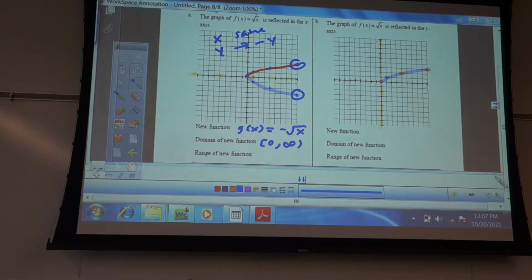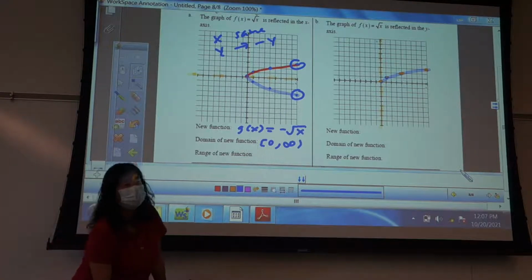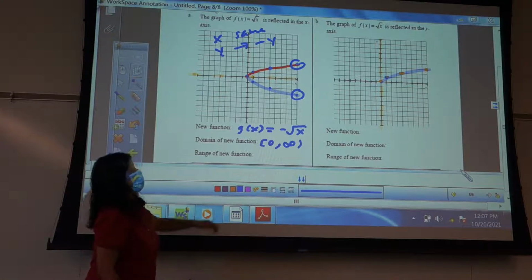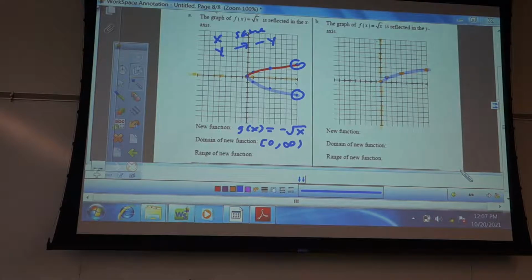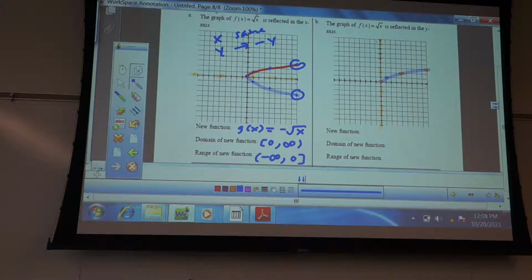And then my range is a little bit different. Now my range, what's the lowest it goes? Negative infinity. What's the highest it goes? 0. Remember you put the smallest one first, so negative infinity is the lowest and goes first, and then 0 is the highest it goes. All right, so let's take a look at this one on the right.